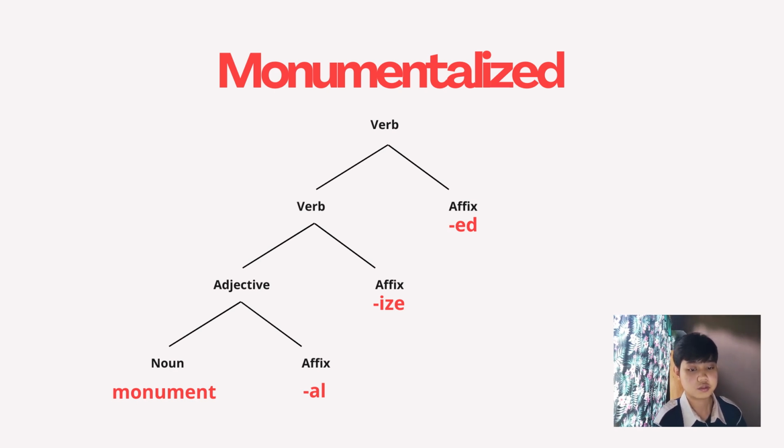So here the root is monument, and you can add the affix al, and it becomes monumental. It's an adjective. And you give the affix ize again, and it becomes a verb, monumentalize, and when you add the affix ed, it becomes monumentalized, and it is a verb, monumentalized.